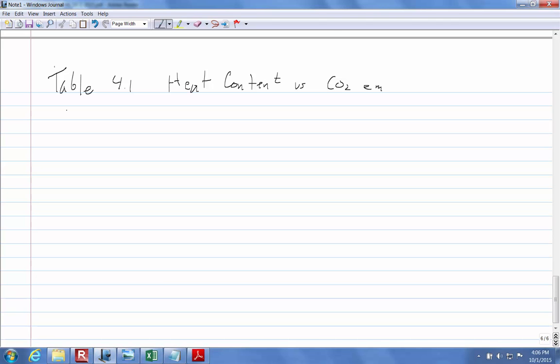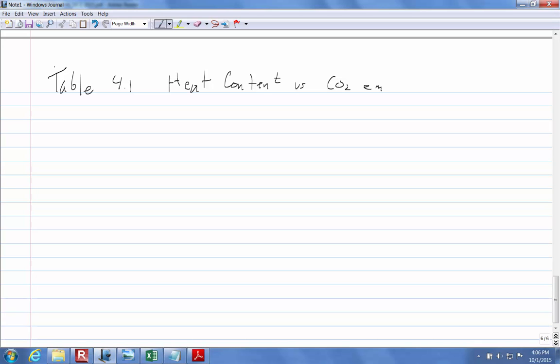Fuel oil, which we don't burn much of, some. Back east, they burn more fuel oil. They don't have as much natural gas. 41 gigajoules per ton, releasing 79 kilograms CO2 per gigajoule. I want to look at natural gas. Good heat content, double coal, and less CO2. And there's a reason for that.